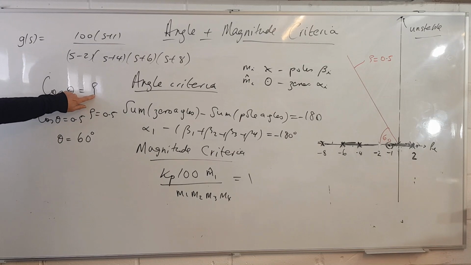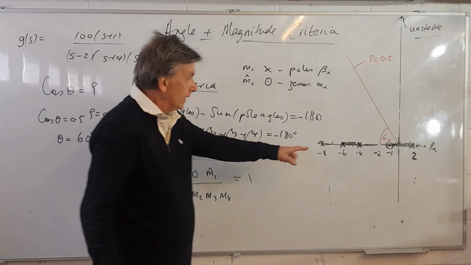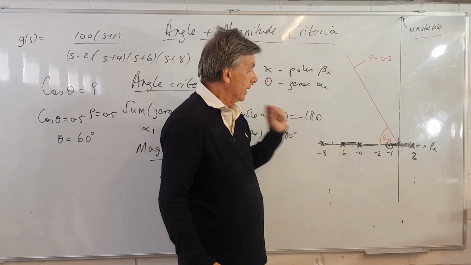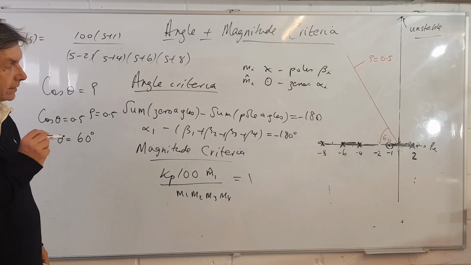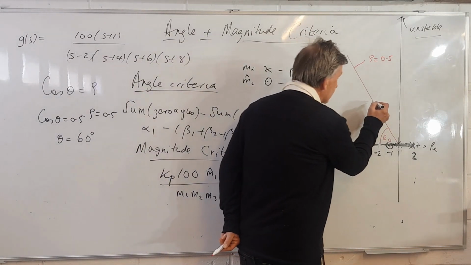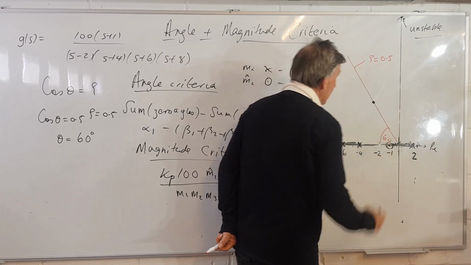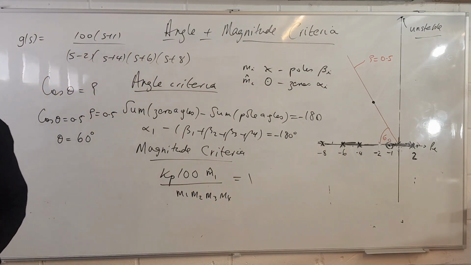So this is, again, quite nice to do. We'll be given a damping ratio, let's say 0.5, solve it for theta. Then we draw the line here at the appropriate angle, which in this particular case is 60 degrees. Then, knowing the shape roughly of our root loci, we make an educated guess as to where we think the point is. So again, this is a guessing method.